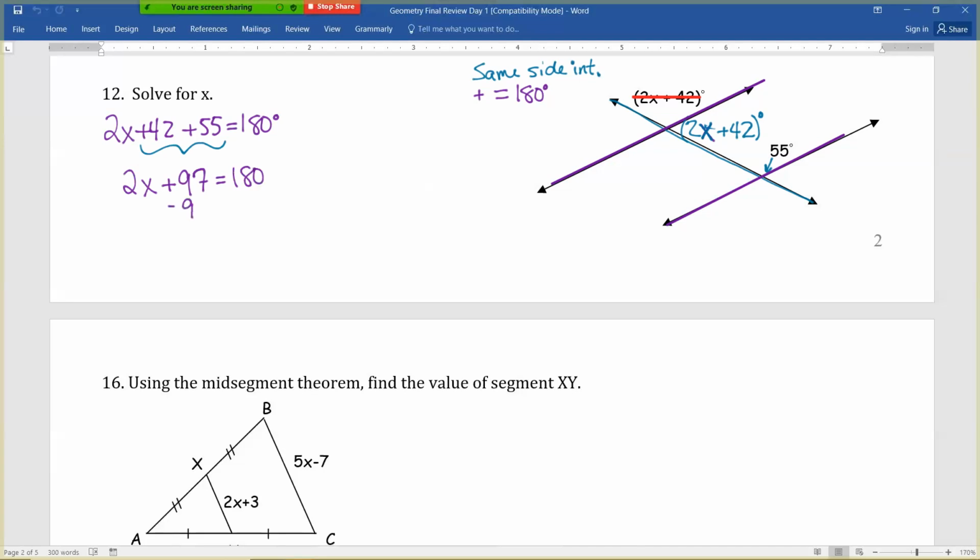Then subtract 97 from both sides. That gives you 2x equals 83. Then divide both sides by 2 to get an x value of 41.5. And this question only asks you to solve for x. It does not ask you to go back in and find the values of either angle.